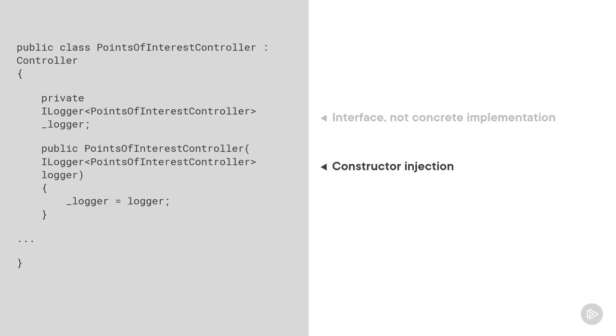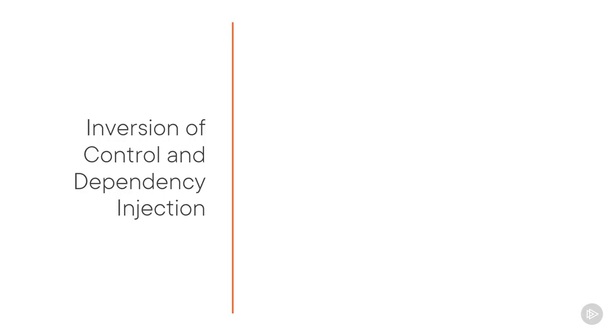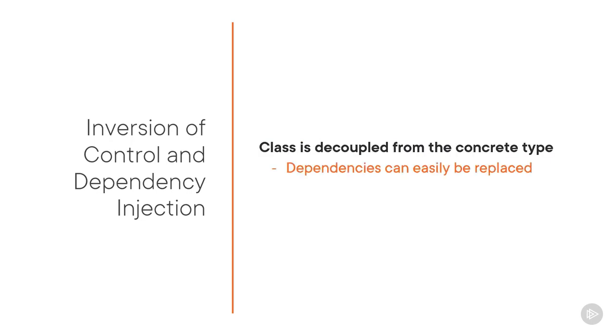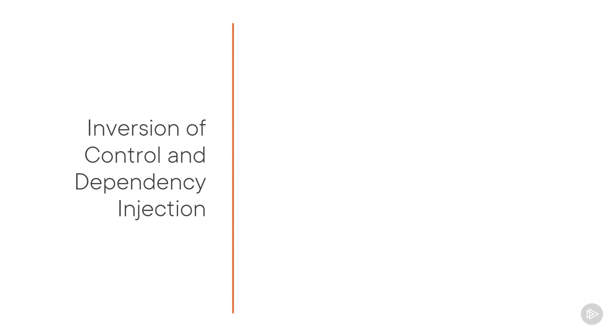The container injects the dependency for our class. The net result of this is that our class, the points of interest controller, is decoupled from that responsibility and from the concrete type. The dependencies can be replaced or updated with very few or no changes at all to the code in your class. And the class itself can easily be tested because those dependencies can be mocked by providing a mocked version of the logger. Some services are built in and by default registered with the container, like a logger.